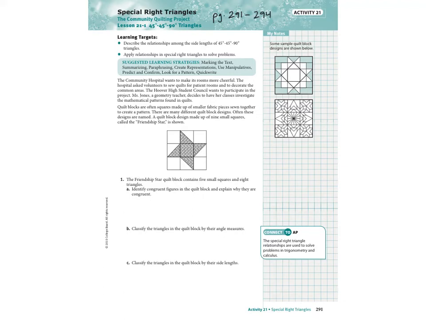Hello, geometry students. This is Miss Graham, and today we are looking at lesson 21-1. We're going to be focusing on 45, 45, and 90-degree triangles. So go ahead and have out pages 291 through 294.